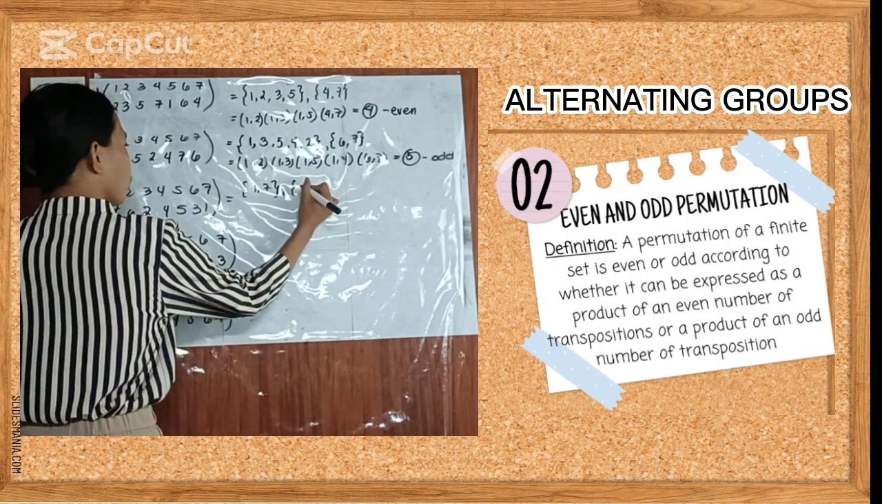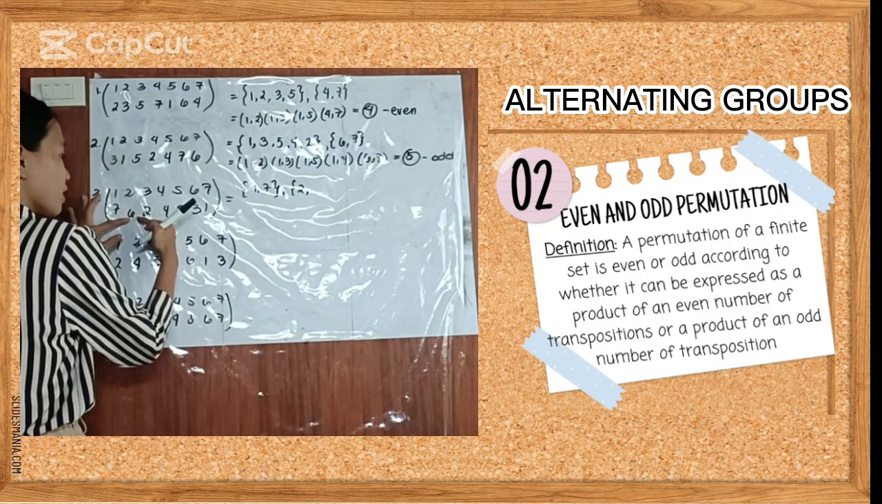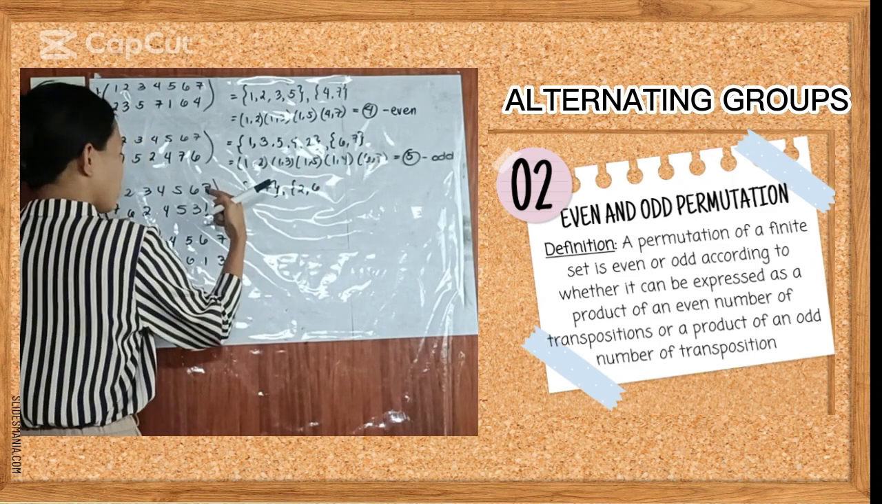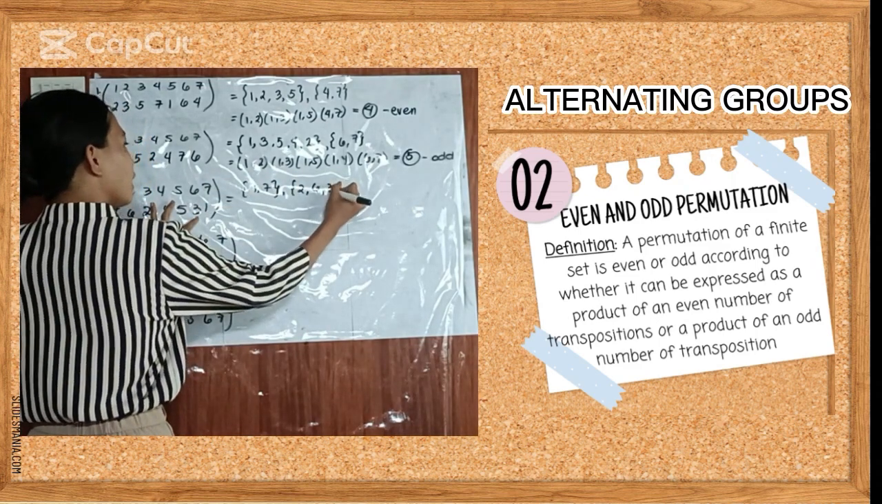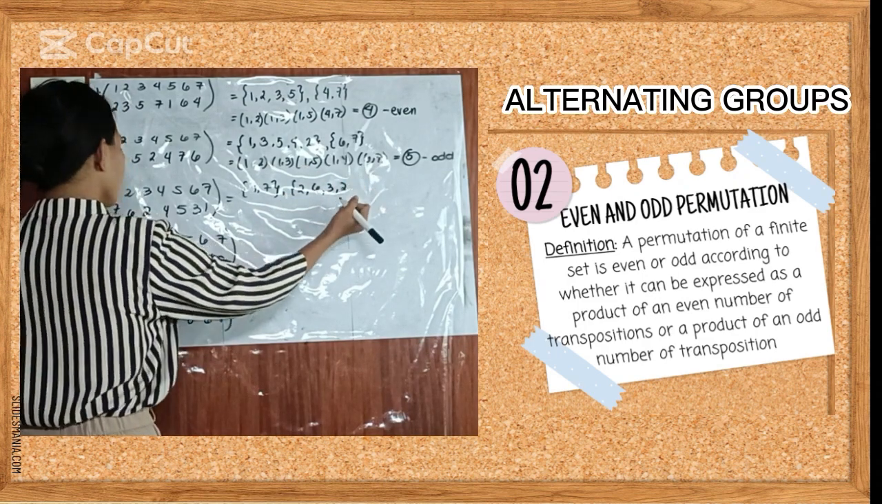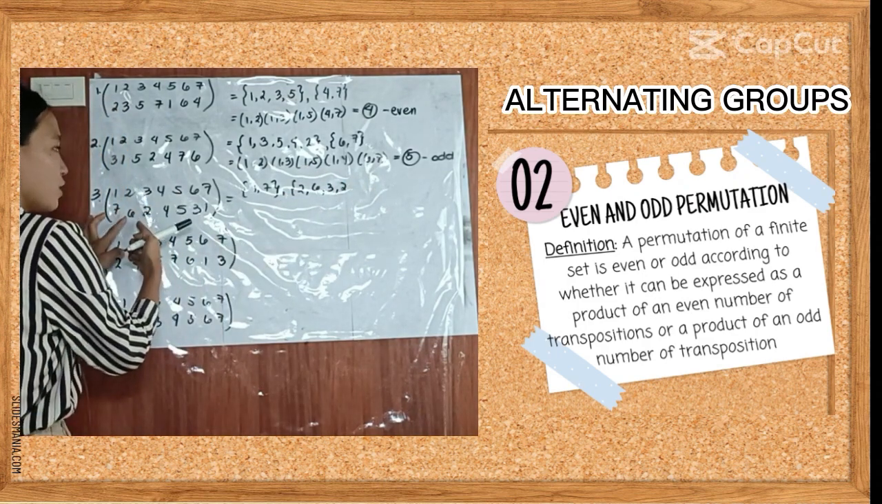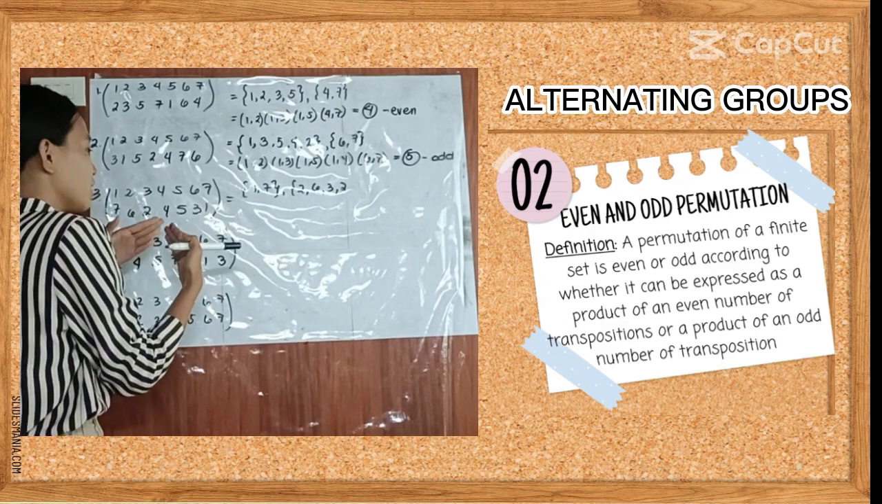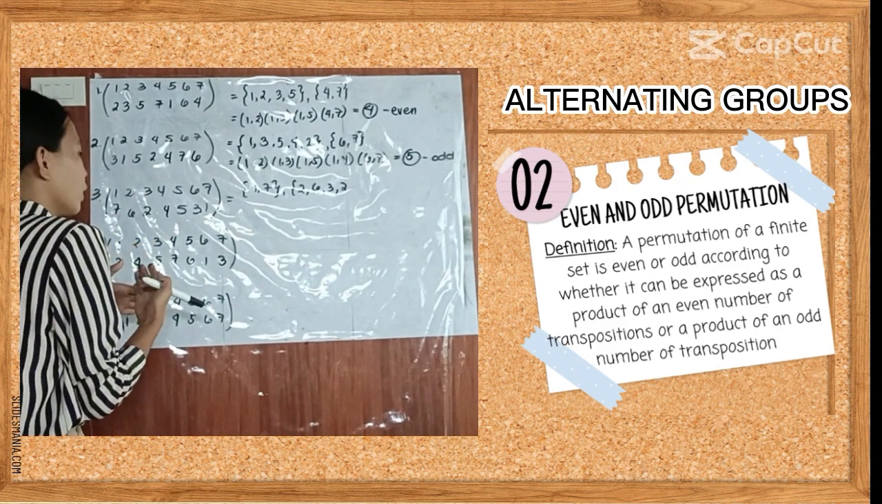We have 2. What next? 6. Let's go to 6. We have 3. Let's go to 3. We have 2. Let's go to 2. We have 6. Therefore, it is going back to the number.